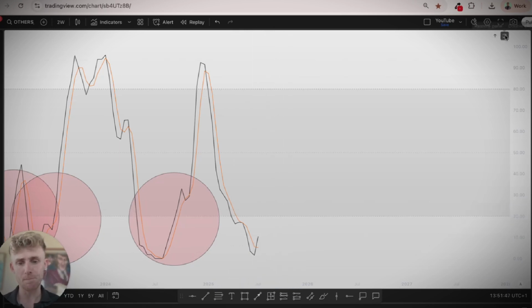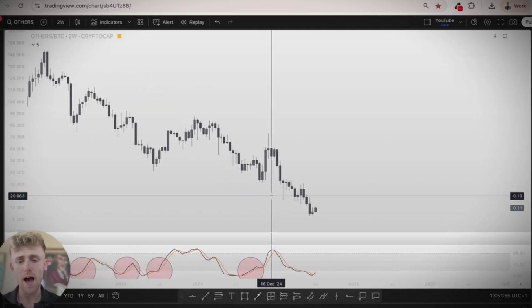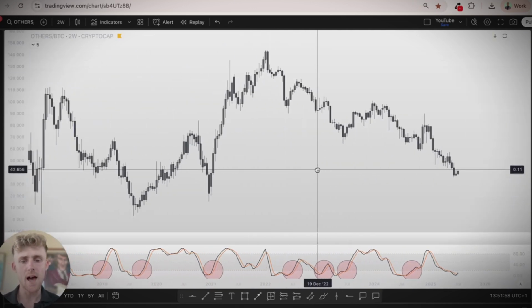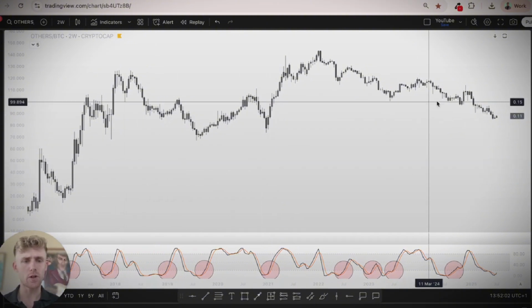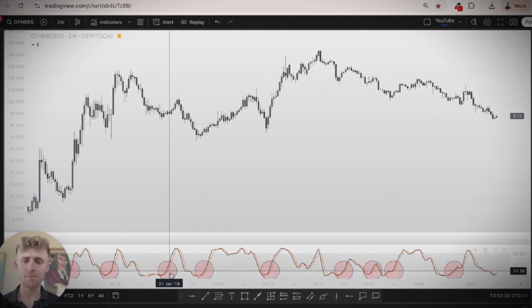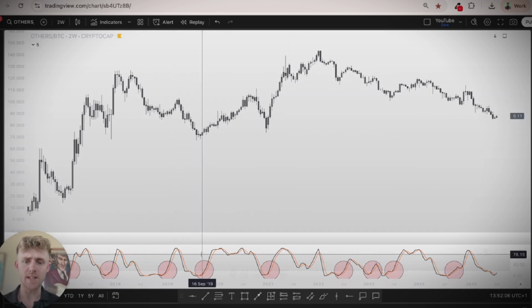Because historically, what we've seen, once you get that break here, that means the altcoin market and ICP are going to rally. So let's just take a look at a couple of times in history on when this has actually happened. If we zoom out and take a look at the longer time frame, you can see whenever you get these crosses, you generally see a rally.